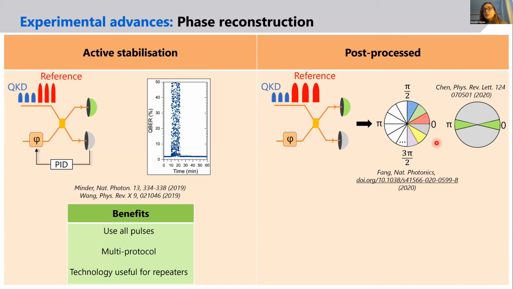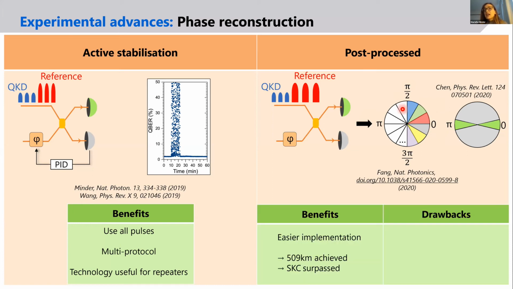But definitely you will, for example, need to get rid of pulses that have interfered at 90 degrees because the error would just be too big. So most of your key rate essentially comes from this 0 pi condition here. So the benefit is definitely it's an easier, maybe a faster implementation. You don't need to develop the electronics to correct it, and it is a good alternative approach for sure. People have reached 509 kilometers of TF-QKD using this method, and the secret key capacity has been surpassed like this.